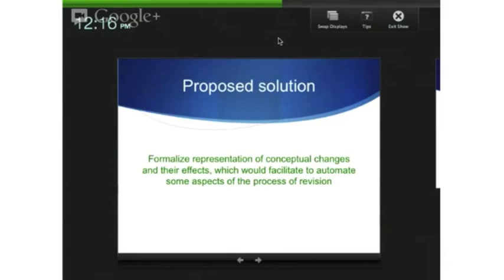especially those which are quite hard for human minds to deal with due to their complexity, and formalize those specific aspects, which would help to automate the process of revision, at least partially. This will make our knowledge representation more dynamic in terms of accommodating those changes, or those conceptual changes.